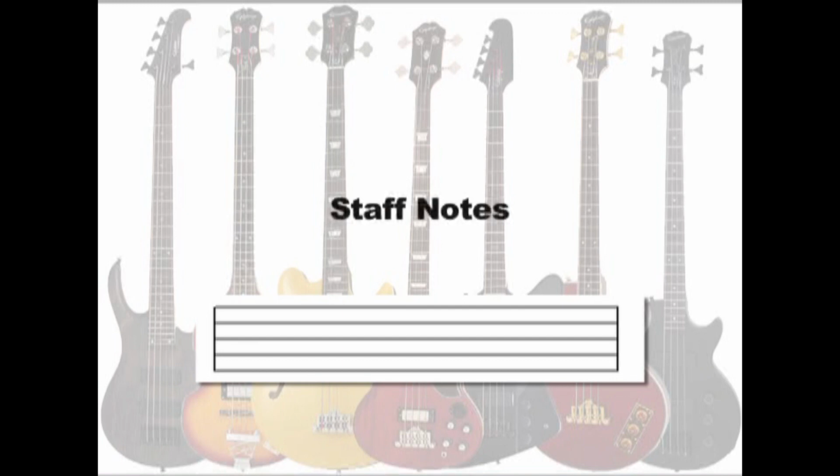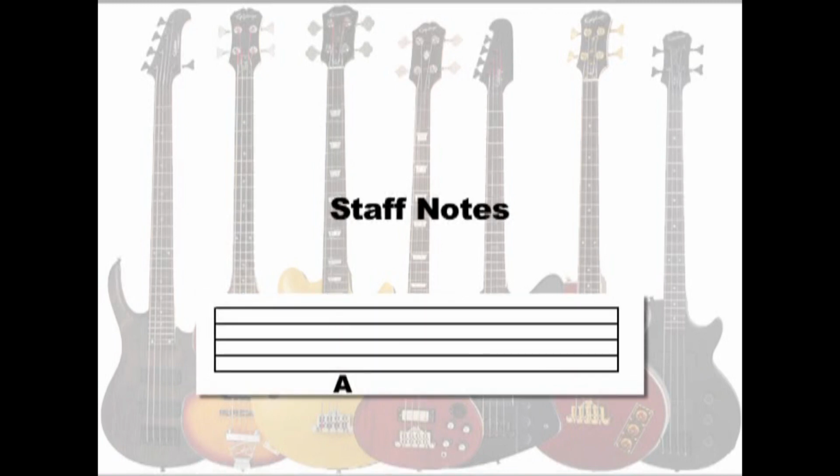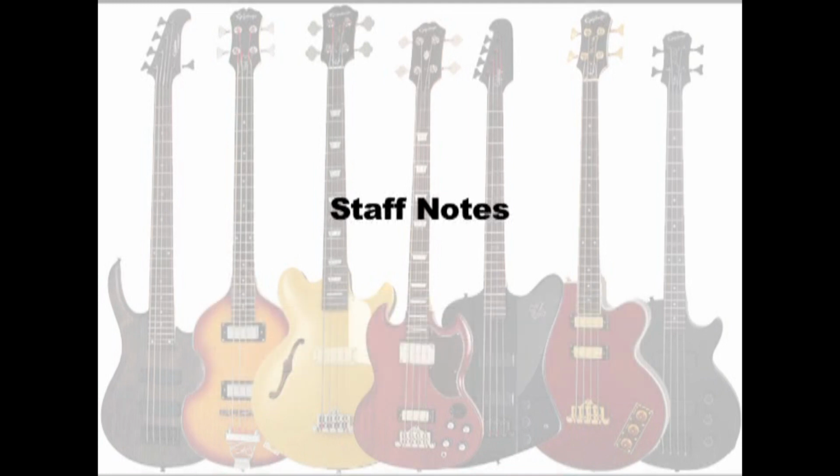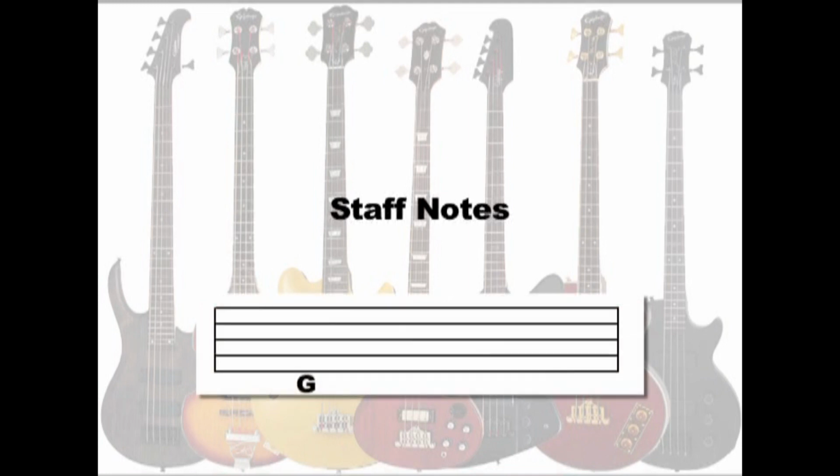The notes represented on the staff come from our musical alphabet. They are A, B, C, D, E, F, and G. After the G note, the alphabet starts over with A. This also works in reverse if you are playing or writing the notes backwards. G, F, E, D, C, B, A, G, F, and so on.